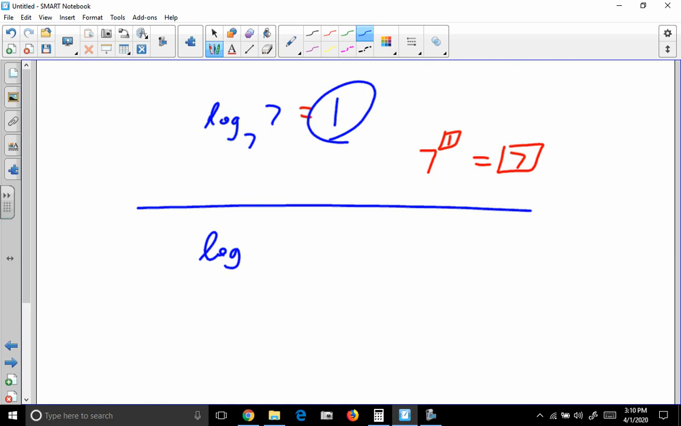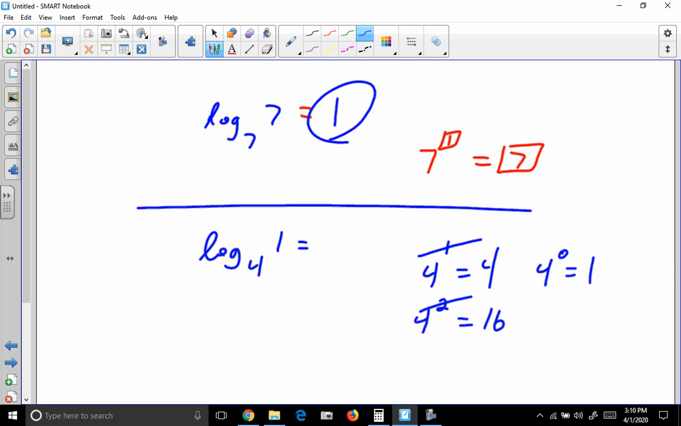How about log base 4 of 1? Well, if we do 4 to the first power, that makes 4, so that's not what we're looking for. If we do 4 to the second power, that's even bigger. But remember, if we raise any number to the 0 power, that actually makes 1. Sometimes we forget that and think anything to the 0 power is 0, but any number to the 0 power makes 1. So regardless of our base, log of 1 is always equal to 0.